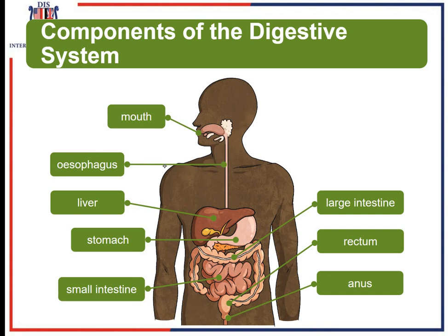Then the food will move into a long tube. This is called the esophagus. Why will the food move in the food pipe, the tube of the food, and not in the tube of the air, which is the trachea?